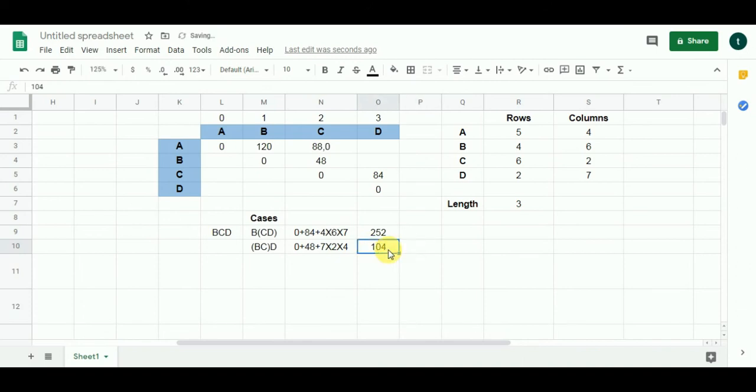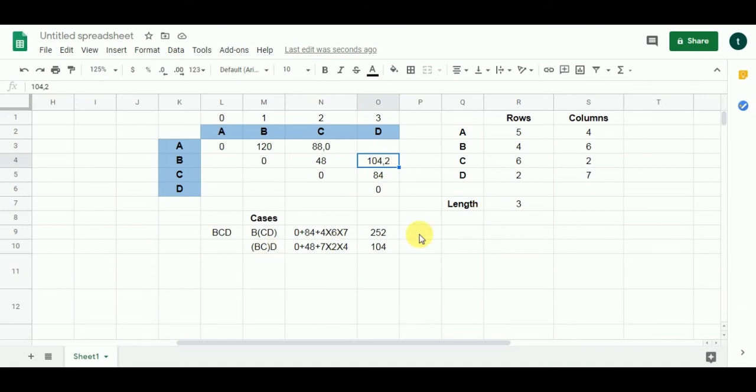As you can see that 104 is lesser than 252, hence I'll be putting 104 over here. And with this, I will be storing a number, and that number is going to be 2 this time, because I have placed the bracket here after C, which is at index 2. So I have stored 2 over here.